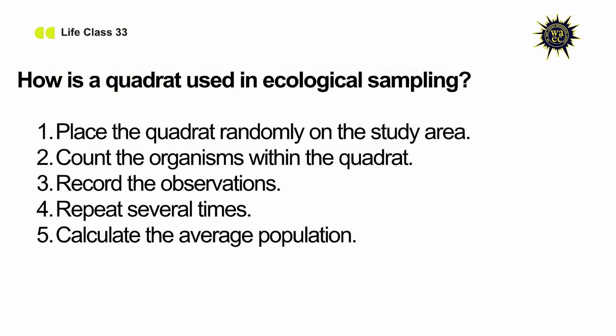So if you have 1,000 square meters of land and you throw your quadrat and it lands on a particular spot, you harvest whatever you are looking for within the quadrat. After that, from that particular value, you can now estimate the number of organisms that you can find in the 1,000 square meters of land.